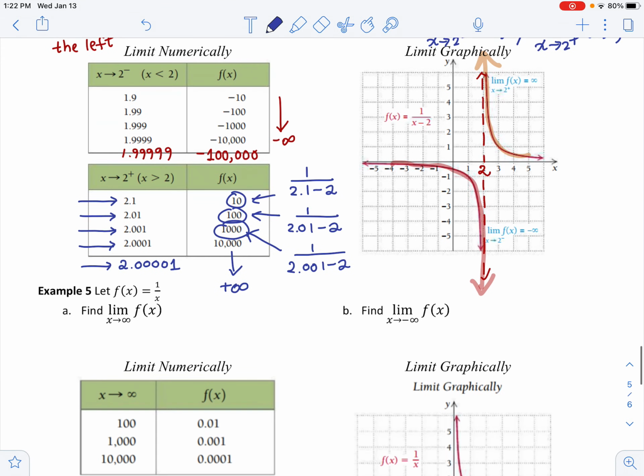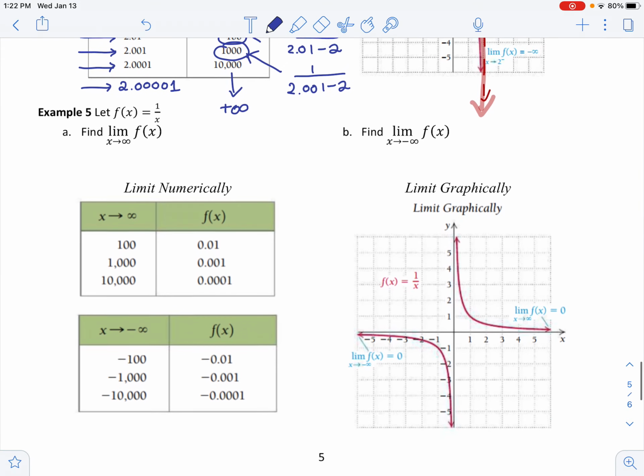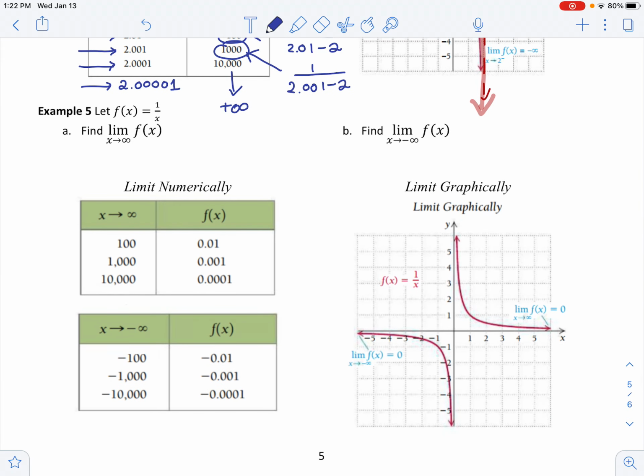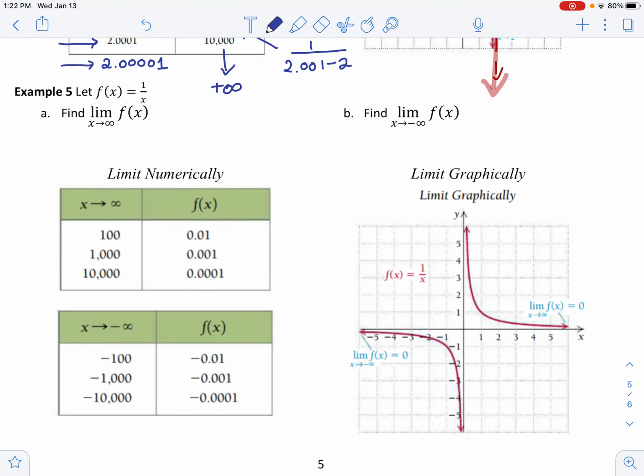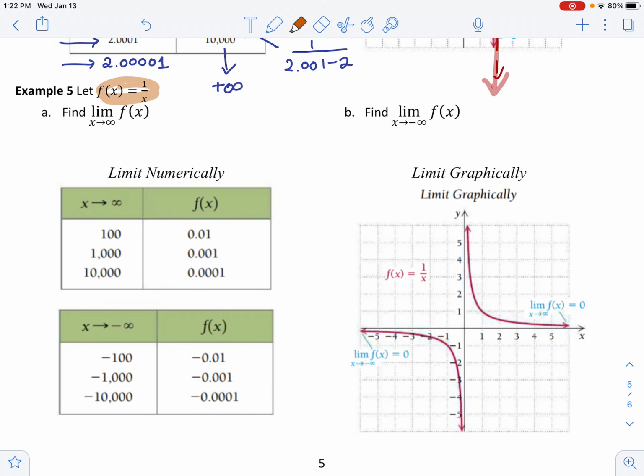All right, let's look at another one down here. Oh, this one's slightly different, guys. And we're going to have so much fun evaluating limits involving infinity in section 1.2 next week. Let's see. Let f of x equal 1 over x. It's another rational function, right? Where is the vertical asymptote? The vertical asymptote is at x equals 0, right?